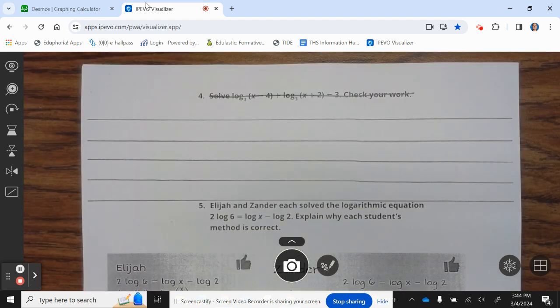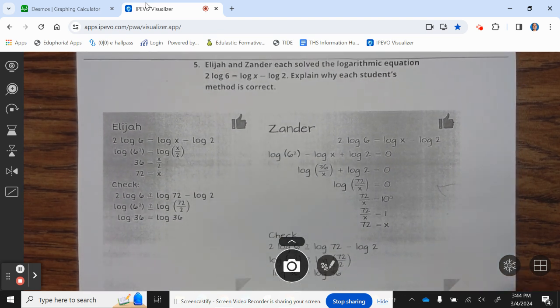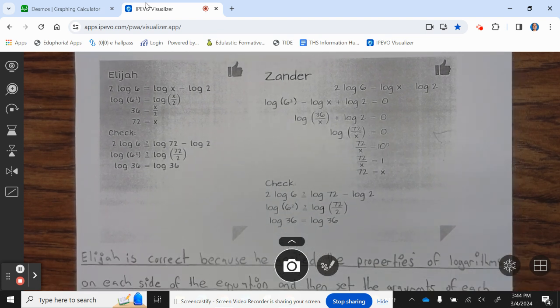Go and mark out number 4. 5. Elijah and Xander each solve the logarithmic equation 2 log 6 equals log of x minus log of 2. Explain why each student's method is correct. All right, go and look over Elijah and Xander's work.